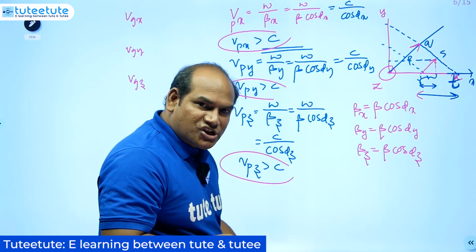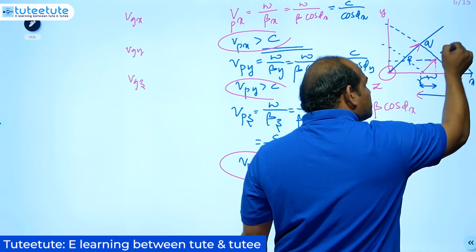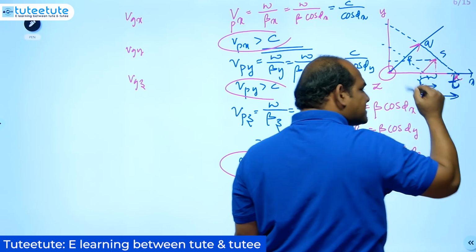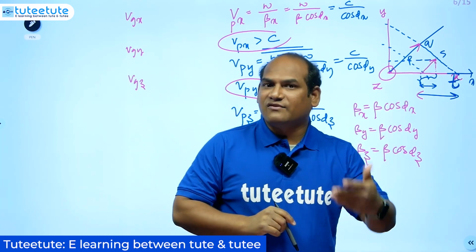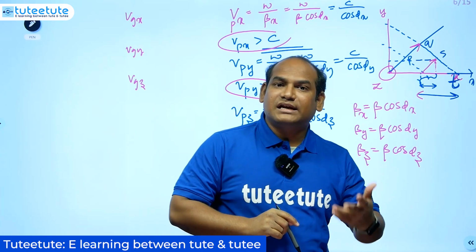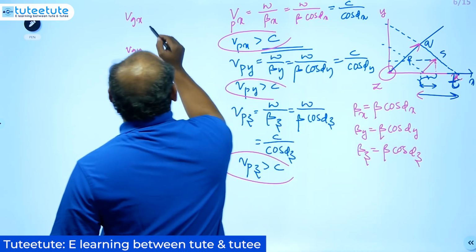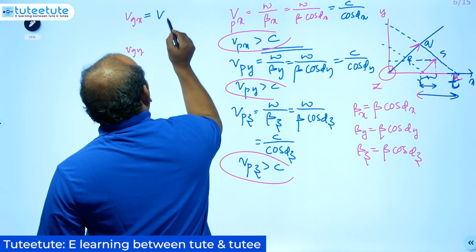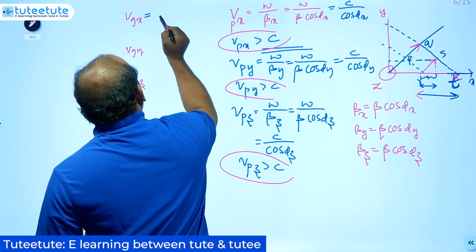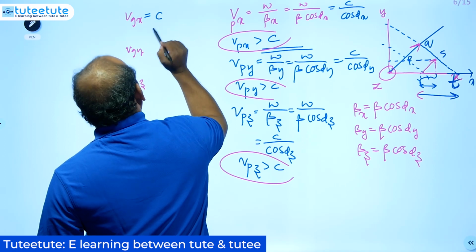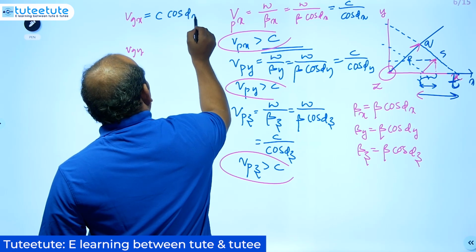How to get that particular projection? Since this is k bar or n cap, this n cap is making an angle with the x-axis, which we have taken as phi x. Similarly, this n cap is making phi y with respect to the y-axis and phi z with respect to the z-axis. So how to write this component now? Vgx is equal to V, or generally we can represent it as V naught, or with C also we can represent it. So C into cos phi x.